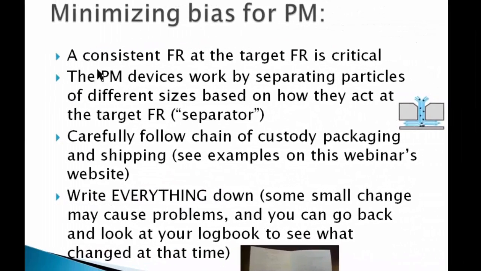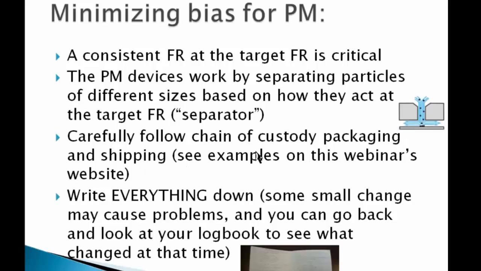So how do you do that? A consistent flow rate at the target flow rate, whatever the instrument manual says is the target flow rate, is critical. Inlets work by separating particles of different sizes based on how they act at that target flow rate. Sometimes the inlet is called a separator.